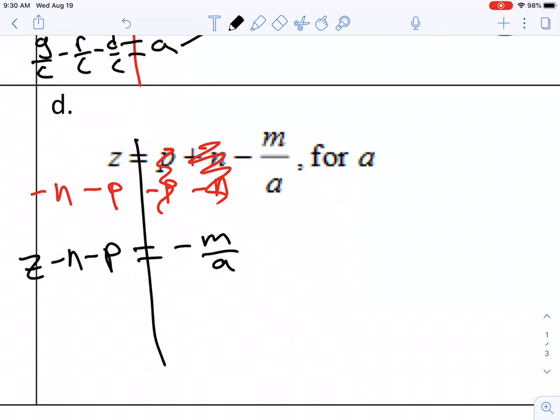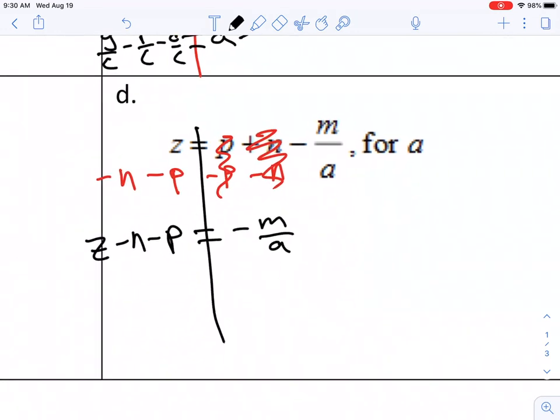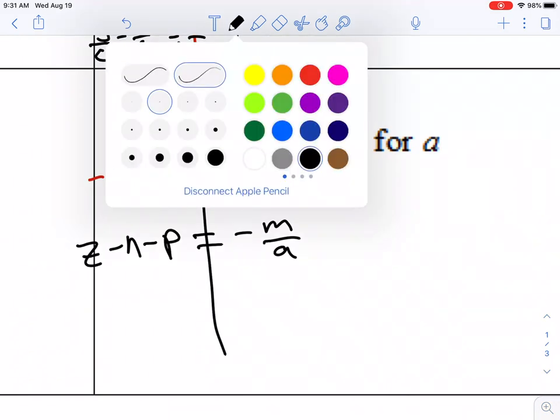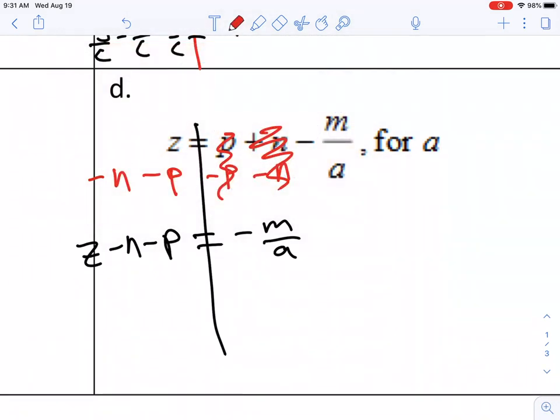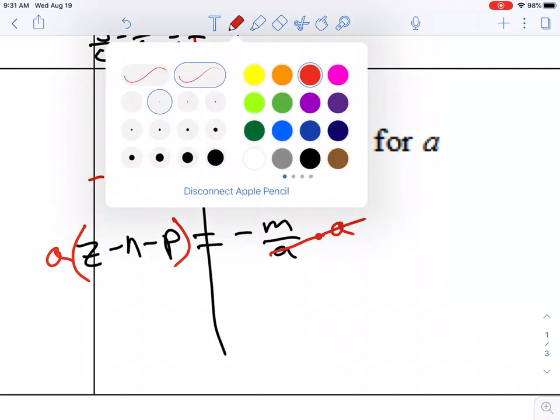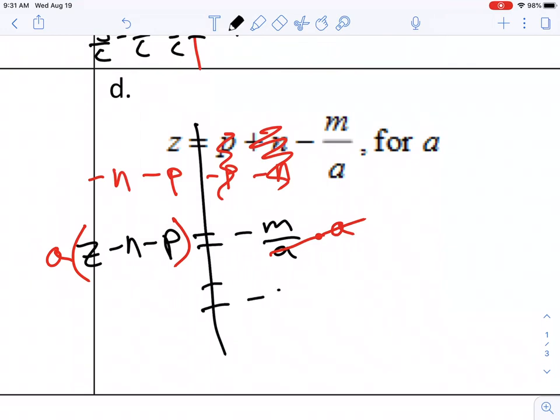And I need to get a by itself. So hang with me here. In order to get rid of a that's in the denominator, I need to multiply it to both sides. Remember earlier, instead of multiplying individually, I can write it out front like that. So that's going to make those cancel out, and I still have negative m on this side. And I have a times z minus n minus p over here.